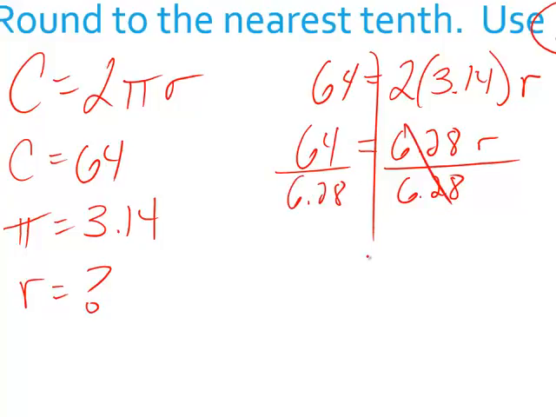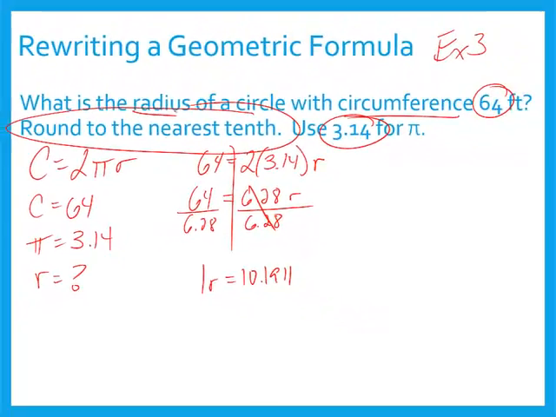That will divide to 1. And 1r is going to equal 10.1911. And it says to round to the nearest tenth. So that would round to 10.2. And since we began with feet, we're going to end with feet. So the radius is 10.2 feet. Next.